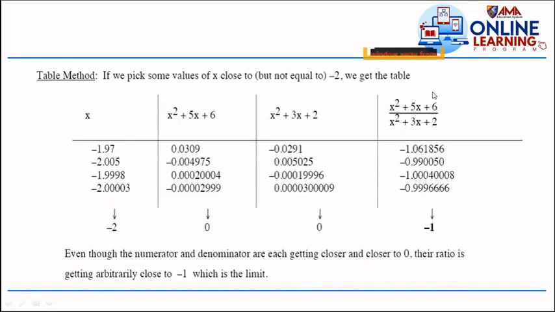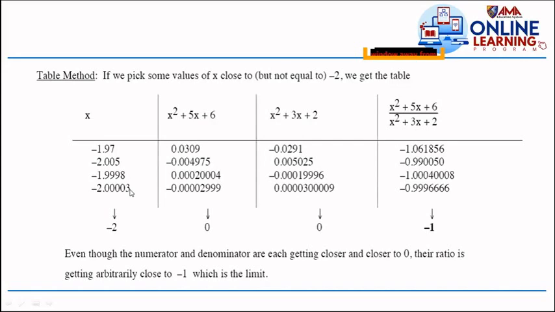Okay? Pero dito, if we're going to make use of our table method, if we pick some values for x close to but not equal to negative 2, we get the table. Okay? So dito, nag-pick sila ng dalawang value which is from the left at saka dalawang value from the right. Yung from the left po natin dito, yung 1.97 saka 1.998. Yung right po natin, yung 2.005 saka 2.0003.